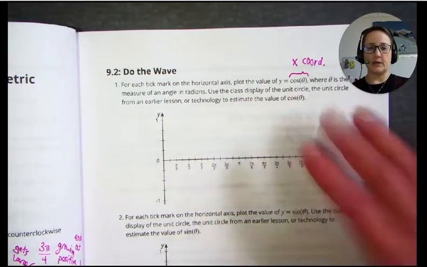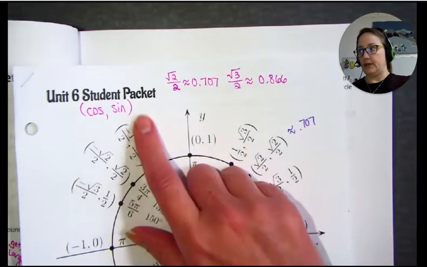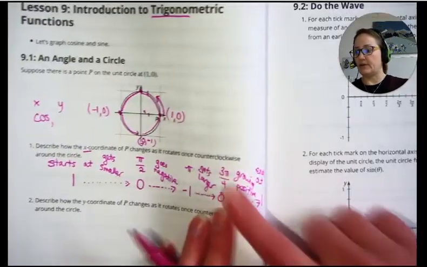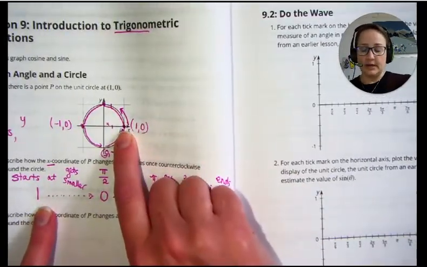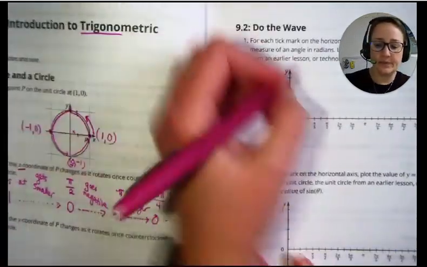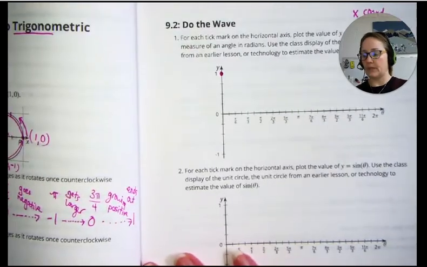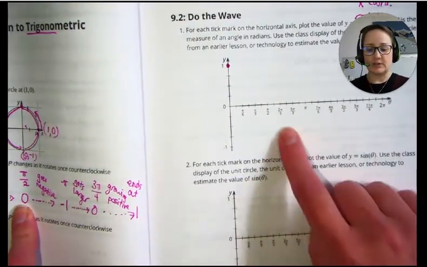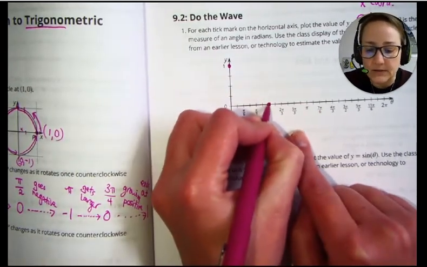And there's a class display, but you know, we've already got it right over here, and we're going to use our nifty student packet. So let's put what we have already figured out here from our warm-up. When our angle is 0 radians, it starts at 1. Let's put that point up there for cosine at 1. Then we said by pi over 2, it reaches 0. Here's pi over 2. At this point, it would be at 0.